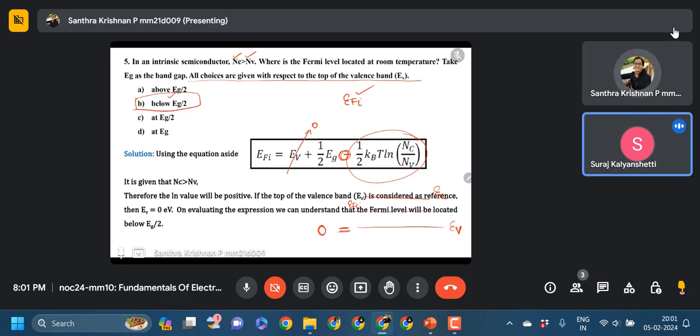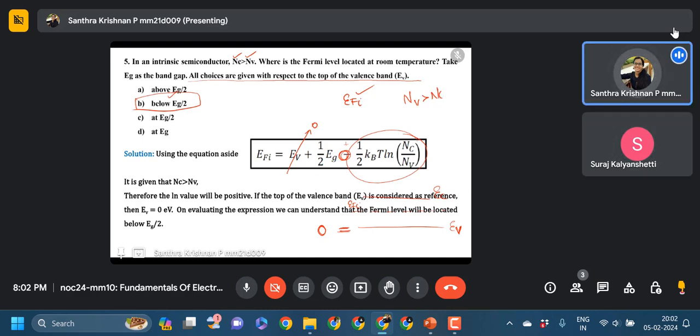Okay, got it. And one more thing: if NV is greater than NC, then the denominator becomes greater and ln of that becomes a negative value. This again converts to plus, so then it goes above EG by 2. This is a lot of math. Most of the numericals that you will get in the exam will be along similar lines.